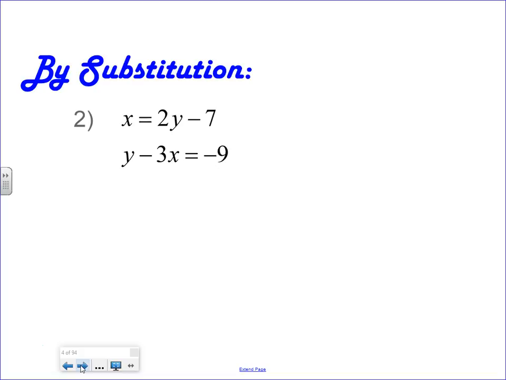Why is this a prime example for substitution? This one's perfect. Oh, because you already have x. You already have the one. Good. We have two variables in both, but we already have one isolated. We already have one alone. And what's the whole point of substitution? You get one variable alone. Yes. You take what it's equal to, and what do you do with it? And the other one. Plug it in, plug it in.